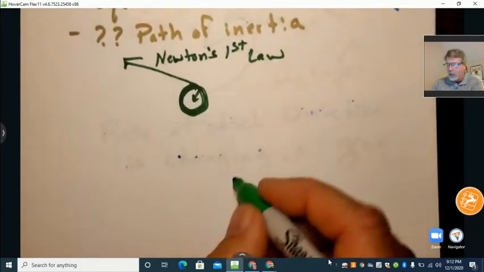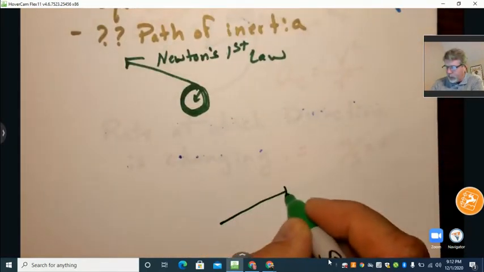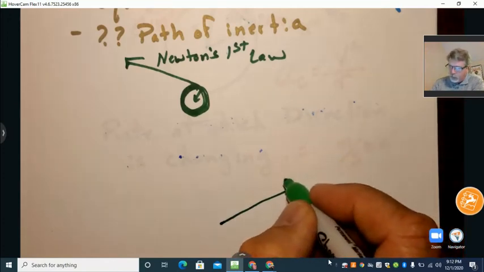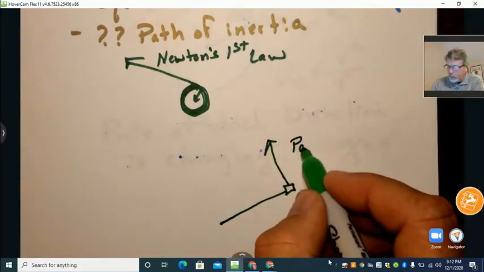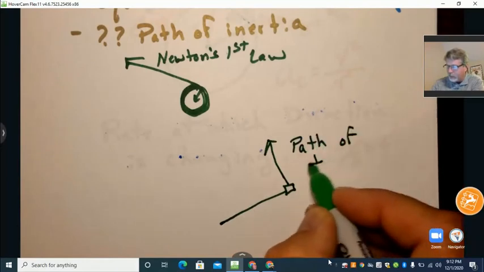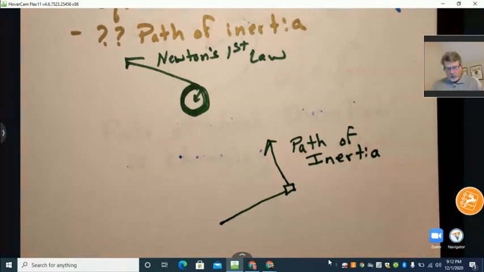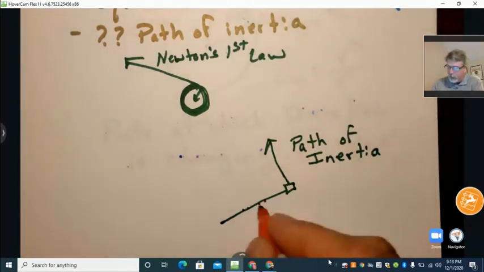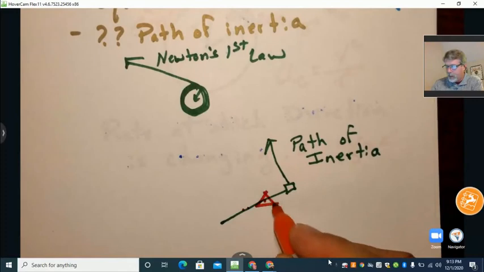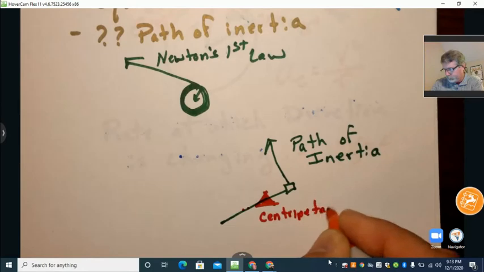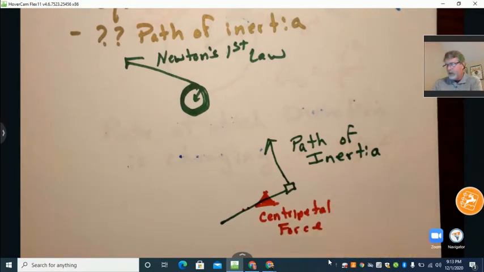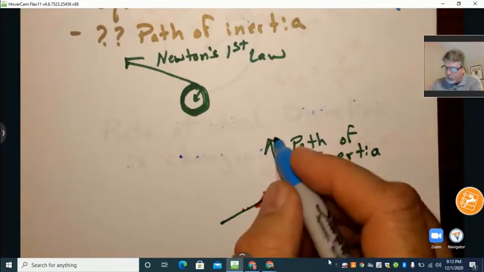All right, so down here, we have an object that's attached to a string, so we have some weight. And this object wants to travel in a straight line. It wants to have its path of inertia. According to Newton's first law, it wants to travel in a straight line. But because this is attached to a string, this string pulls it towards the center. This string represents the centripetal force. And what happens is you see the resulting motion of these.